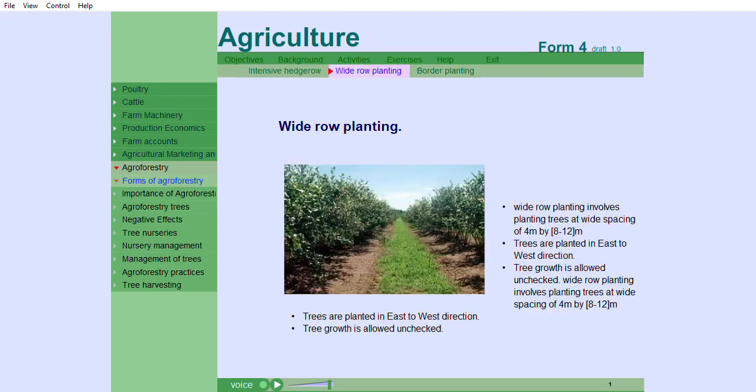Wide row planting. Wide row planting involves planting trees at wide spacing of 4 meters by 8 to 12 meters. Trees are planted in east to west direction. Tree growth is allowed unchecked.